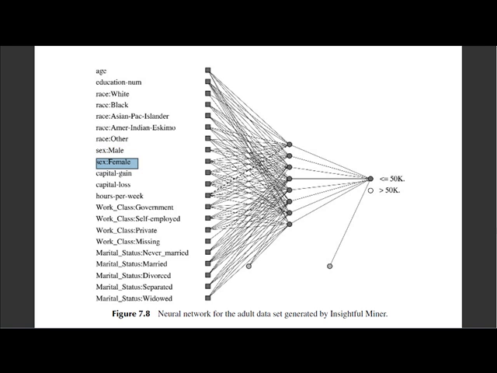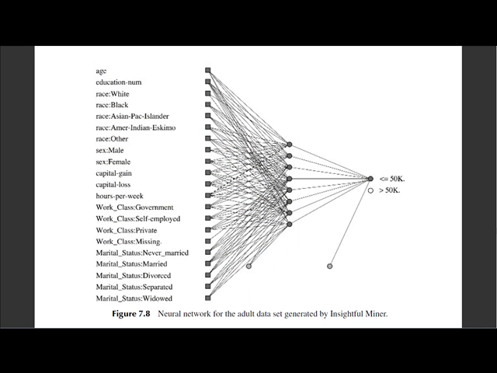We have capital gain, capital loss. I guess it's the same kind of thing. Hours per week working, that's a numerical variable. And then work classification, so are you a government worker, and so on. These are also 0, 1 variables. And also marital status, they've changed these also to 0, 1 variables.